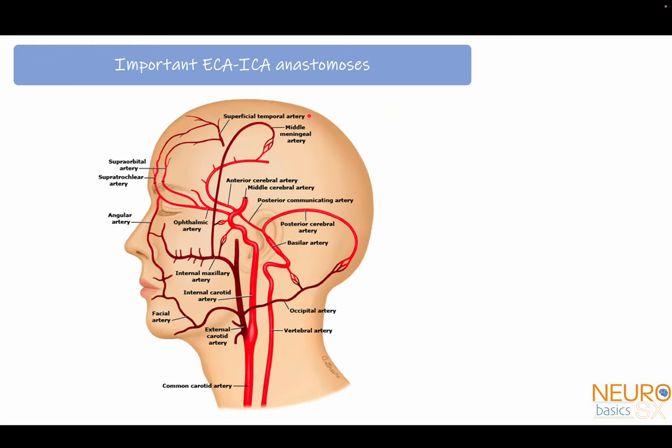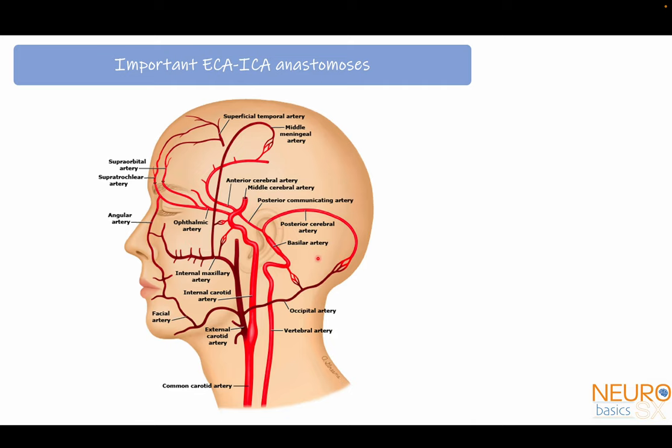There are a lot of other areas where there can be important ECA-ICA anastomoses. One, as we saw, is between the angular artery of the facial artery and branches of the ophthalmic, like the supratrochlear and the supraorbital artery. The supratrochlear and supraorbital artery may also anastomose with branches of the superficial temporal artery. You also have very common anastomoses at the level of the pia and the dura with the middle meningeal artery and branches of the ICA.